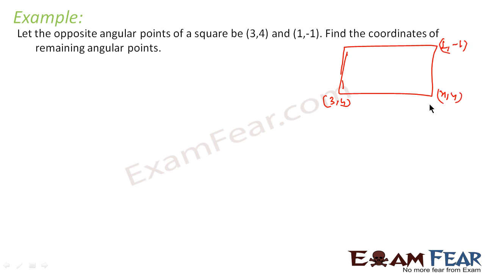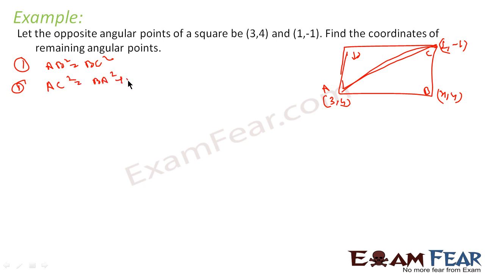Let this point be A, B, C, and let this one be (x, y). Now we need two equations. First, AB is equal to BC, so AB square is equal to BC square, because we'll get everything in square form. The second equation is AC square is equal to BA square plus BC square, because this is a right triangle, this is a square. So we will get two equations, and if we get two equations, we can solve them and get the answer.